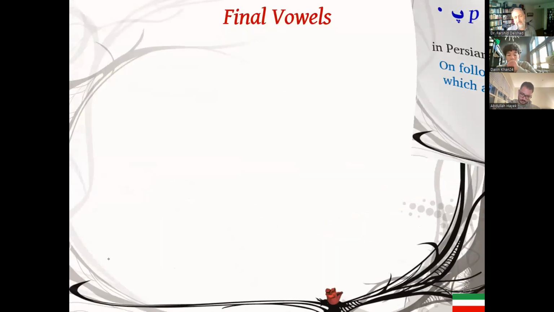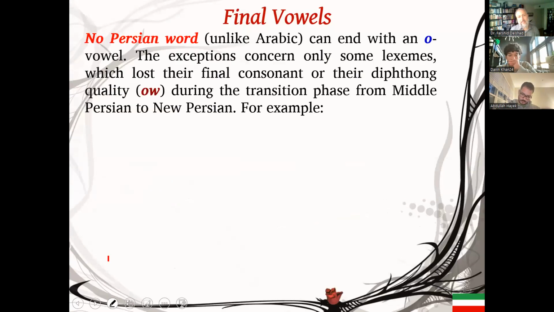So, let's go to the next one. And this is the letter Vav in Persian. It is interesting to know that in Persian, barely any word will end with O.